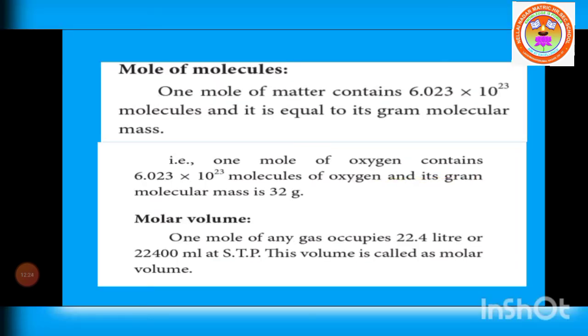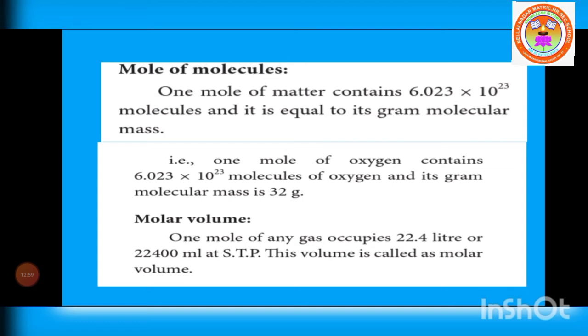In a similar way you have to calculate the molecules. So mole of molecules: 1 mole of a substance contains 6.023 × 10 to the power of 23 molecules, and it is equal to its gram molecular mass. That is, 1 mole of oxygen contains 6.023 × 10 to the power of 23 molecules of oxygen.